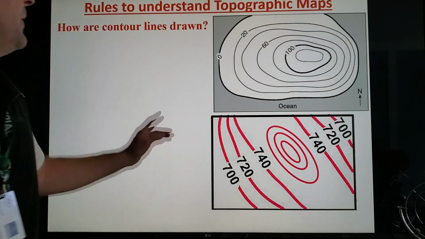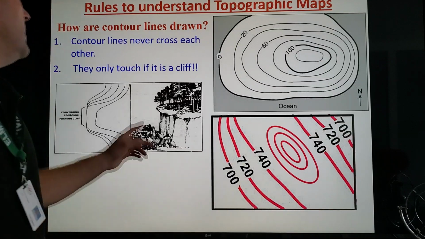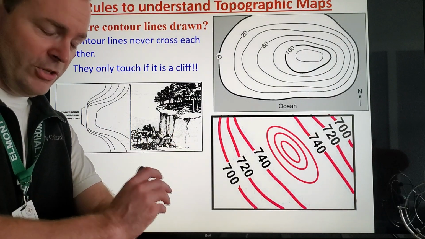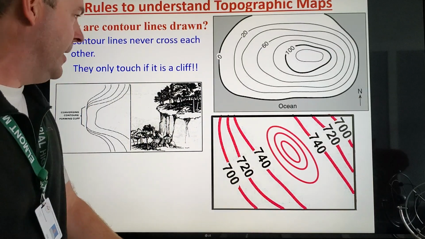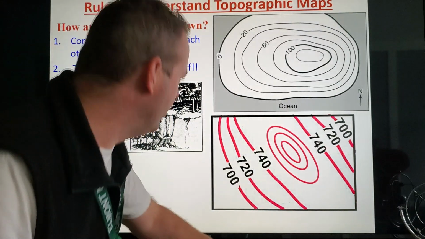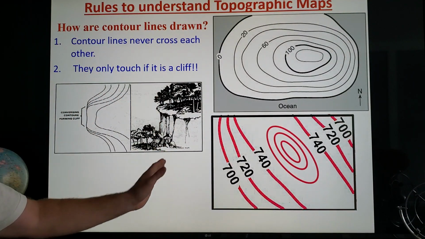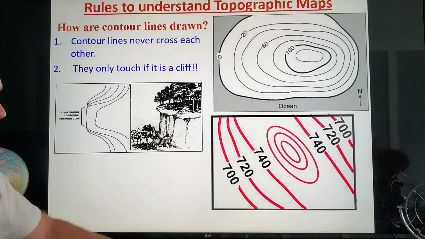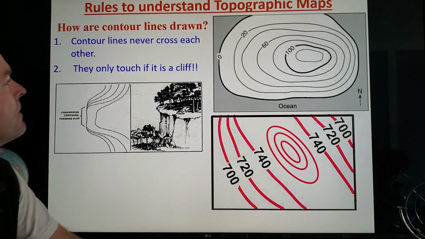All right, rules to understanding the maps. Well, first off, how are they drawn? They can never cross, right? If you're drawing the lines and they cross, you did something wrong, erase them, you have to do it again. They might touch, they usually don't, but if they do, you're looking at a sheer, steep cliff. It'll look like that. And that's a place on the land where it's a straight drop down. Okay?